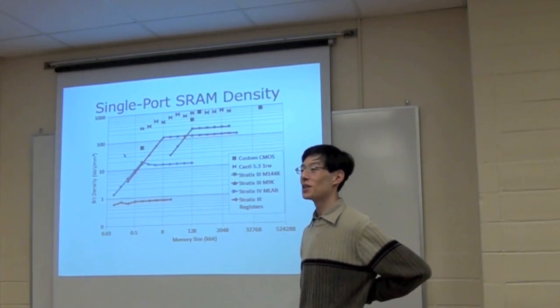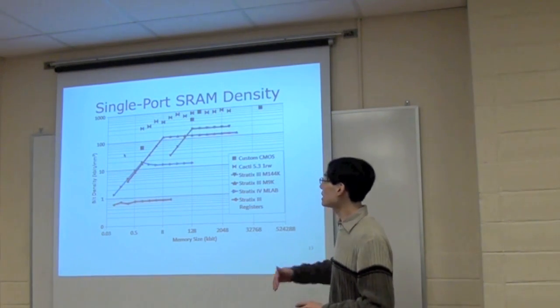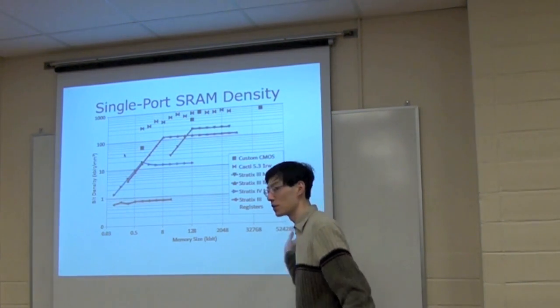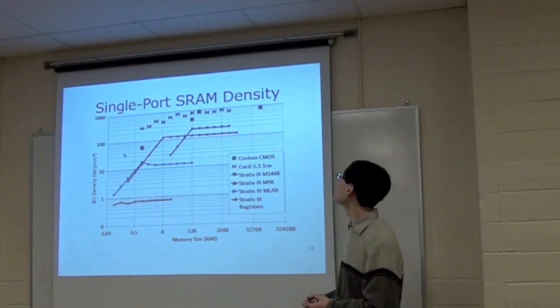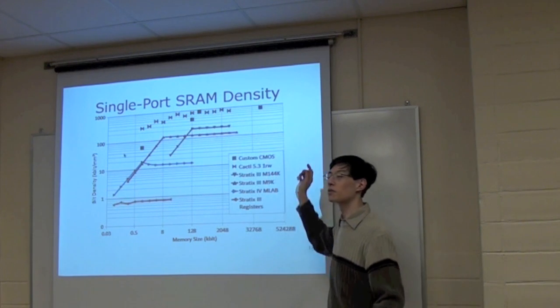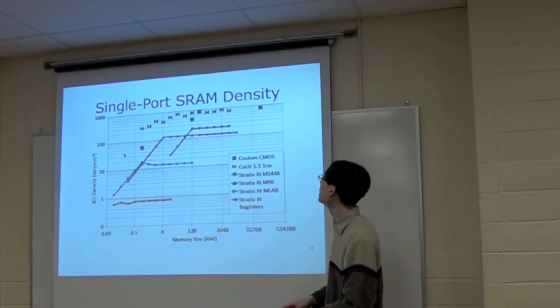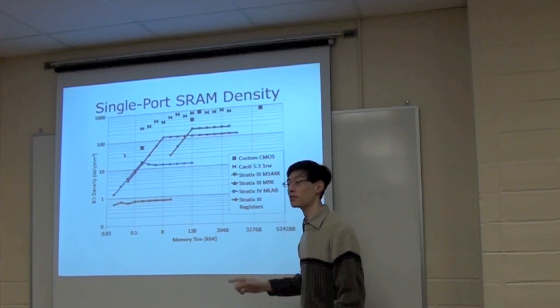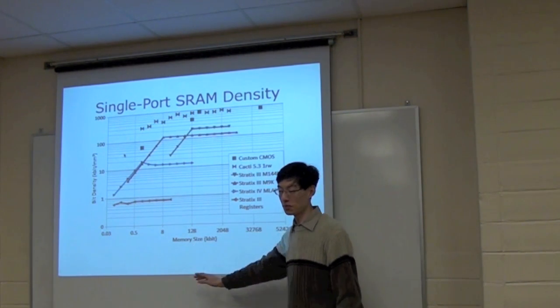Here's a plot of our density, which is roughly area. Here's a plot of bit density of an SRAM versus the size of the memory array. We see at the top, these 2 series are for CACTI and custom design examples. We see that they correspond fairly well. At the bottom, we have our 4 types of FPGA memories.